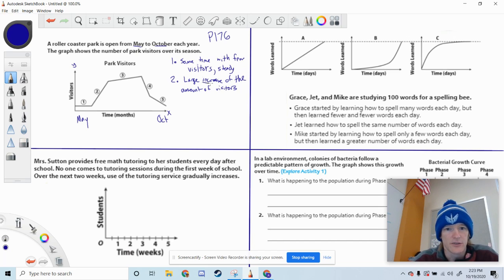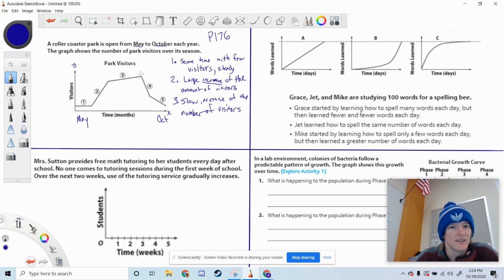And I want to underline this word increase. It's a really important word on this problem. Our amount of visitors is increasing. And it's a large increase. It's a steep increase. Number 3, we still see an increase, but it's not as fast. So I'm going to say a slow increase of the number of visitors. Then we see from maybe June to almost August, there's still more and more people coming towards the end of the summer.